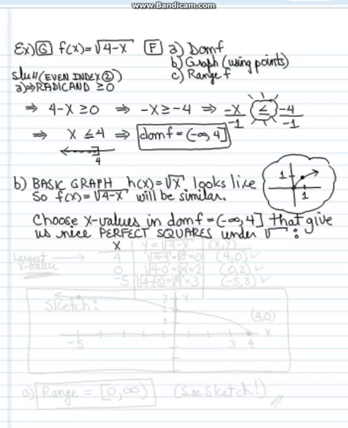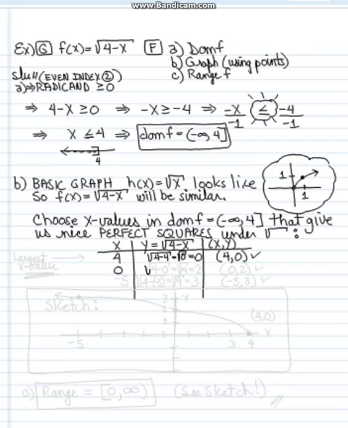Well, let's make a table. X values, and the y values will be the square root of 4 minus x. That'll give us ordered pairs. Okay, so I'm going to insert a 4. A 4 is a good number because that's going to give me a perfect square under the radical sign. So y is then equal to the square root of 4 minus 4, which is the square root of 0, which is 0. So when x is equal to 4, y is equal to 0.